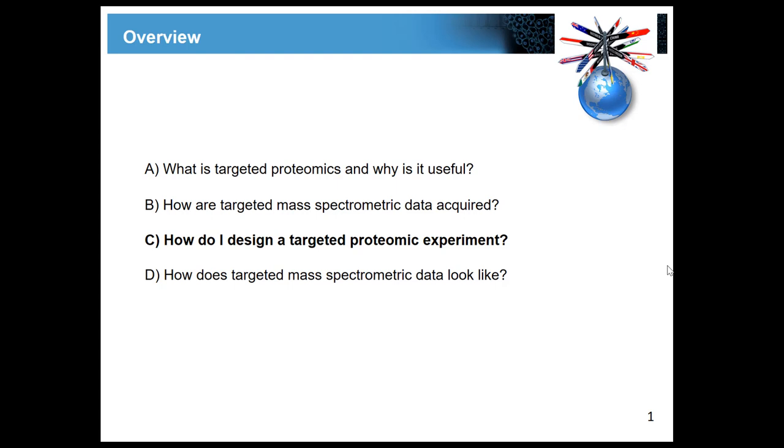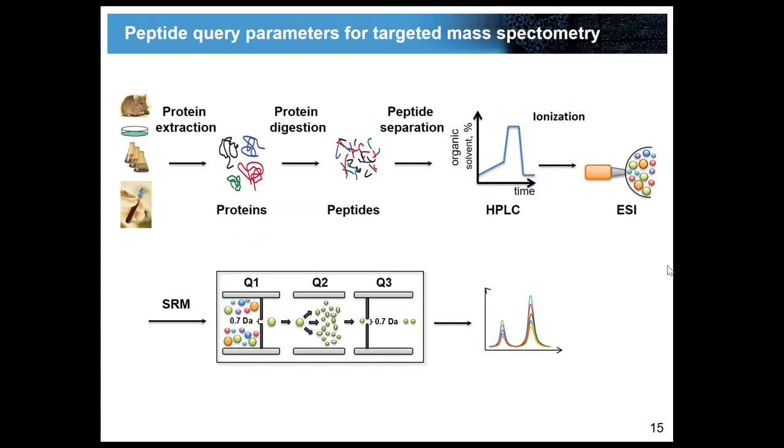Good. Then let's have a look at how to design an SRM experiment. So let's assume you would like to do now your first SRM experiment. What do you need to consider and think about? What you need, I said it already, you need these peptide query parameters, and peptide query parameters contain information on many different levels. And you can visualize this quite nicely on this workflow slide.